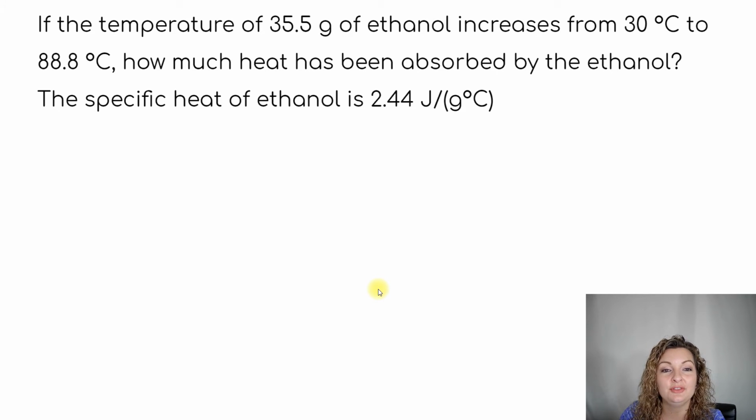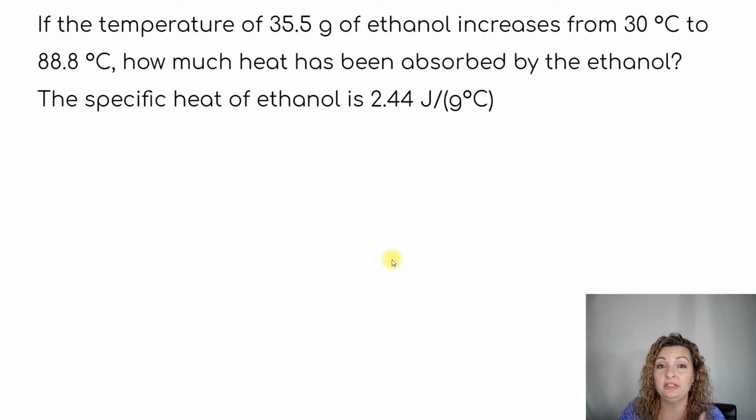If the temperature of 35.5 grams of ethanol increases from 30 degrees Celsius to 88.8 degrees Celsius, how much heat has been absorbed by the ethanol? The specific heat of ethanol is 2.44 joules per gram degree Celsius. So this one, we don't have a data table. It gives us our specific heat right away, and it's telling us it's increasing temperature, right? So it says increases. So we know we're going to end up with a positive number.